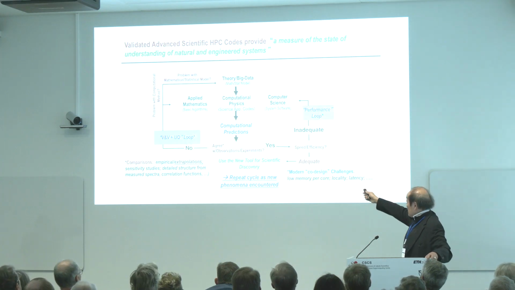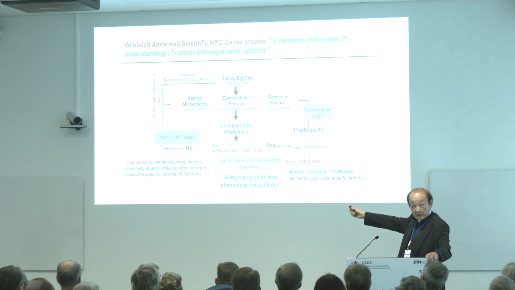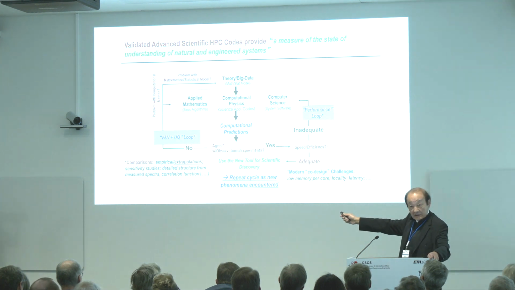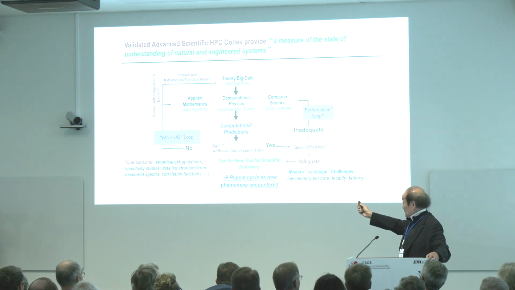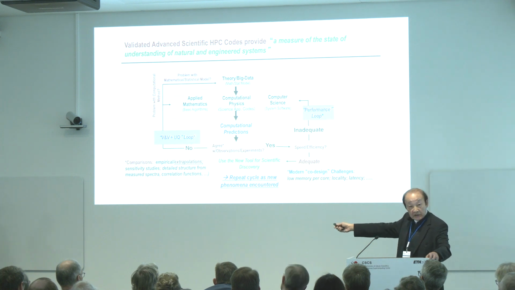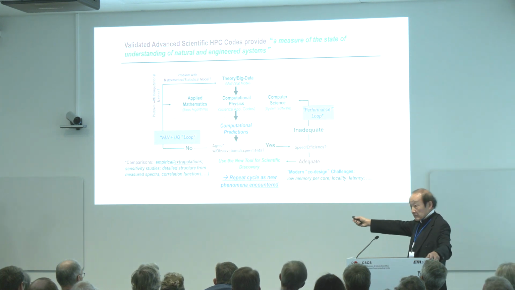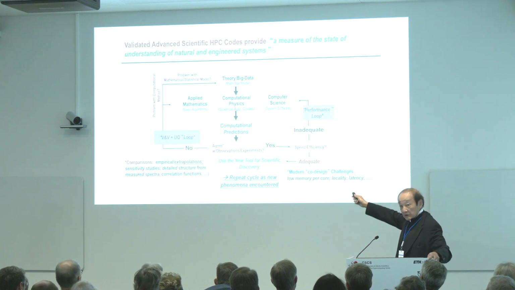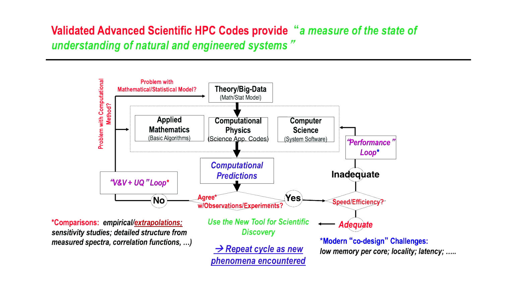You come forward and you make computational predictions, and then you go through two different loops here. On the left-hand side is what we call the verification, validation, and uncertainty quantification loop. This is what keeps you honest in terms of deliverables that can be checked and cross-checked. In the bottom here, these are comparisons against fairly simple sorts of things like empirical extrapolations, but then sensitivity studies and detailed structures that are measured. And you keep on going through this until things basically respond well to this VVUQ loop.